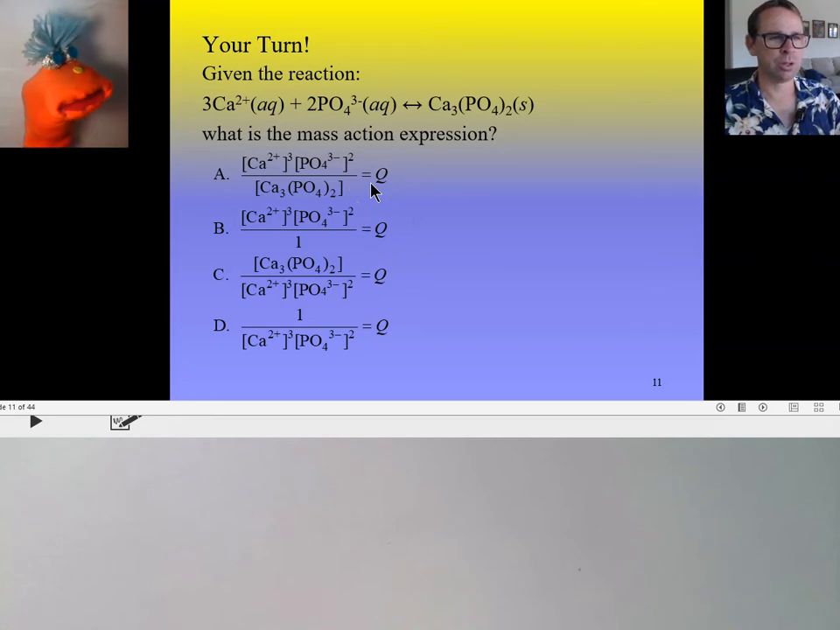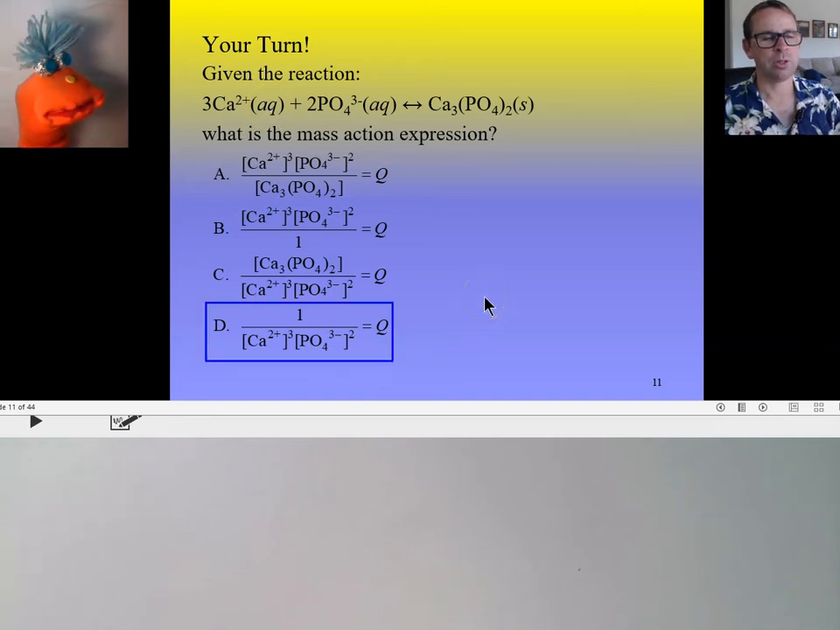Let's see. Products on the top, so that's either A or C, right? Products are on the top, that's for sure. But what about the solid? Oh yeah, you're not supposed to include solid, so that would have to be D then, right? That's right. D is the only one that has 1 on top, and that's the only product. So does that fit for our reactants? Yeah, calcium ion to the third and phosphate ion squared.